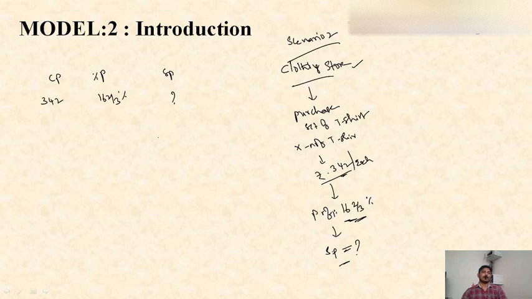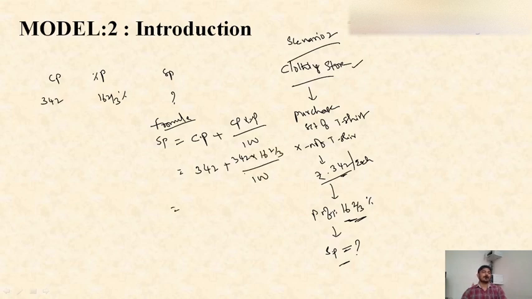Suppose you want to solve this by using the formula approach. What is the formula? Selling price is equal to cost price plus cost price into profit divided by 100. If you substitute the values here, 342 plus 342 into 16 2 by 3 divided by 100. But multiplying this much value is difficult for us, and it also kills our time here.